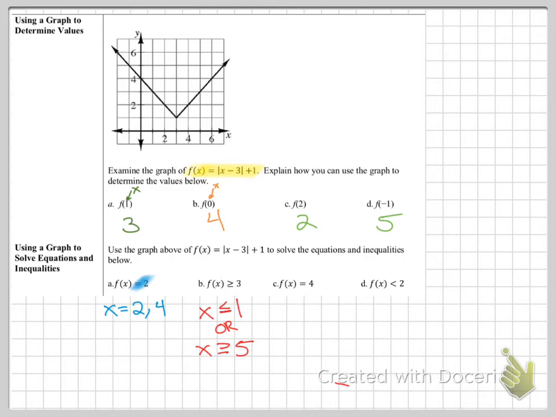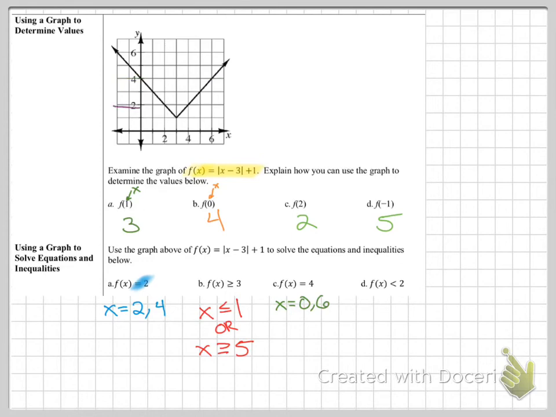C, x equals 4. See if you can do that one on your own. F of x equals 4 at 0 and 6. And then finally, f of x is less than 2.